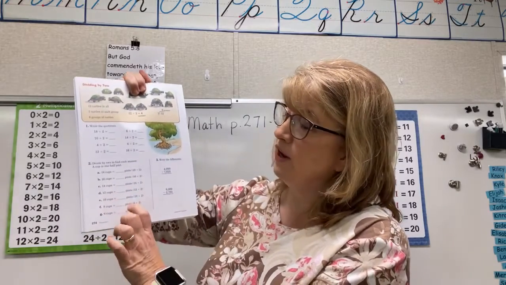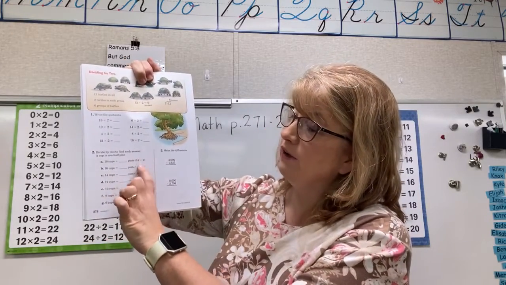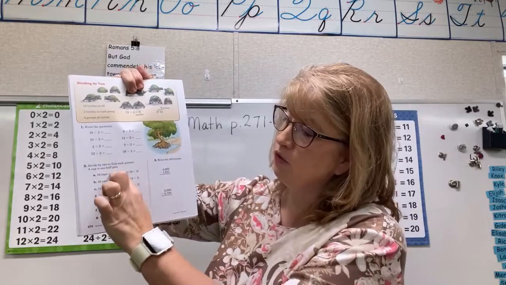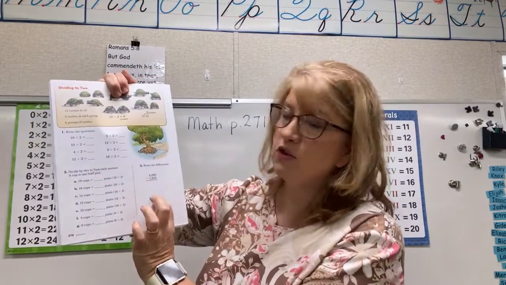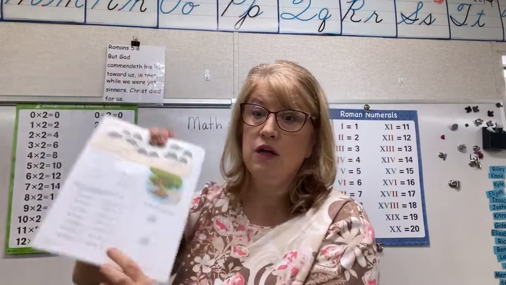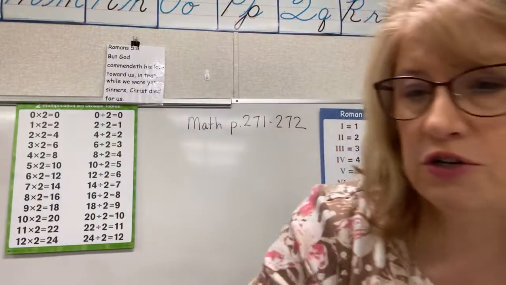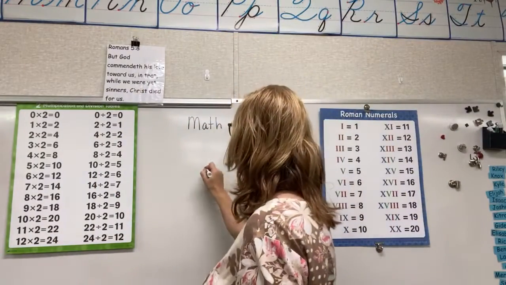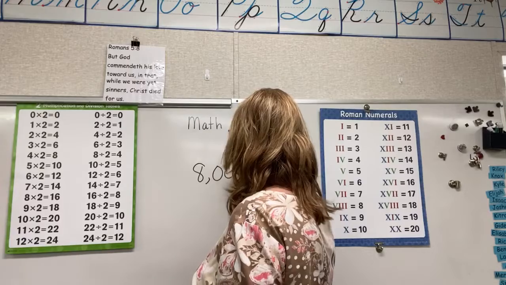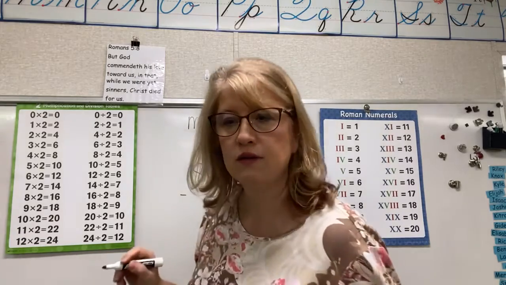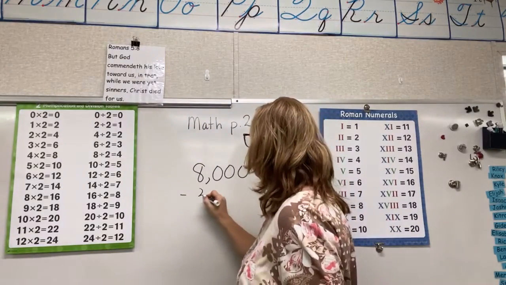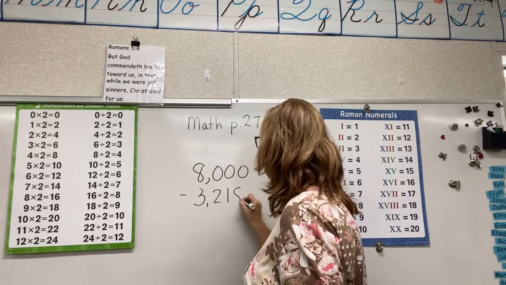A cup is 1/2 pint. You will be dividing by 2. It has the problem right here. Write the answer in the blanks. Then you have 2 more of those problems like you had on the front of your paper yesterday. And I'm going to do one more just to make sure you know how to do it. 8,000 minus 3,218.